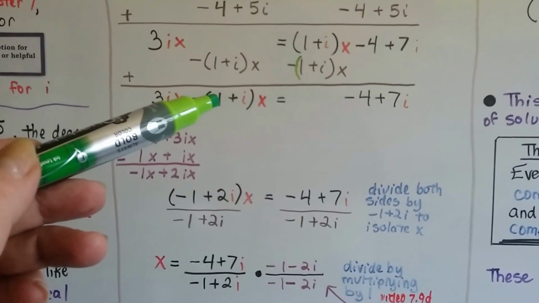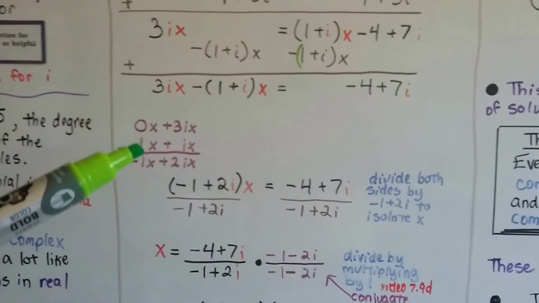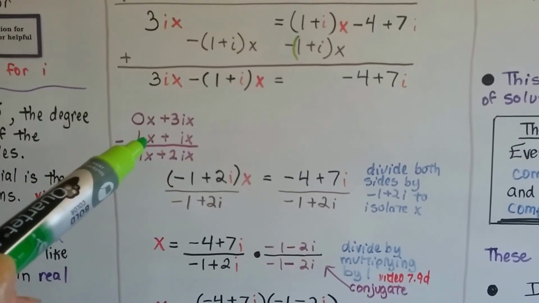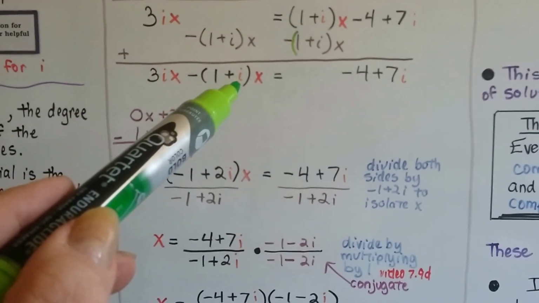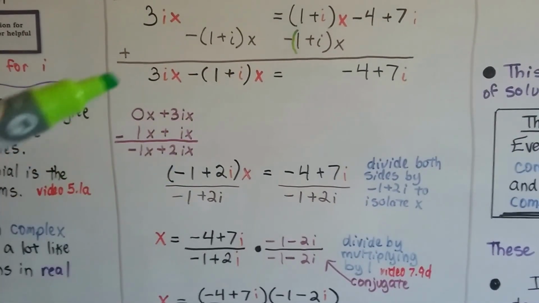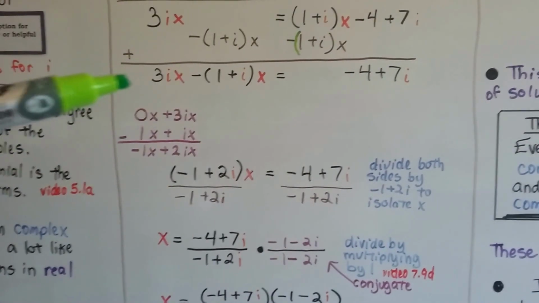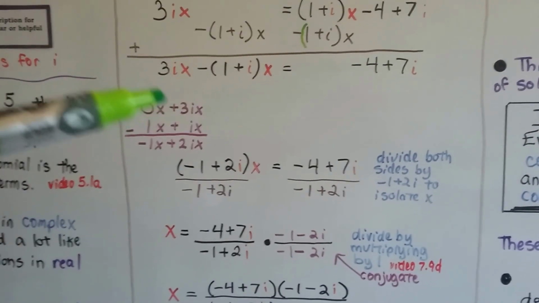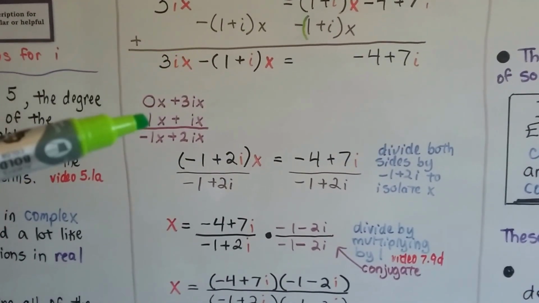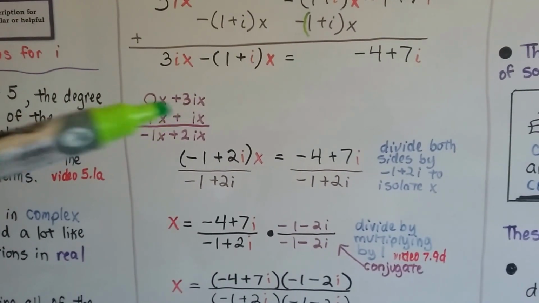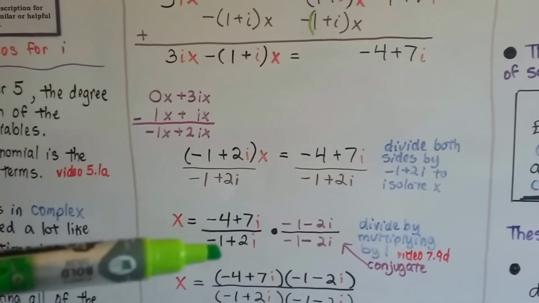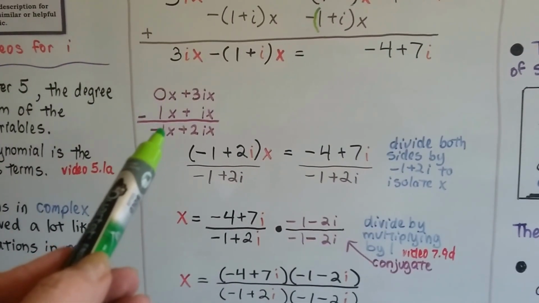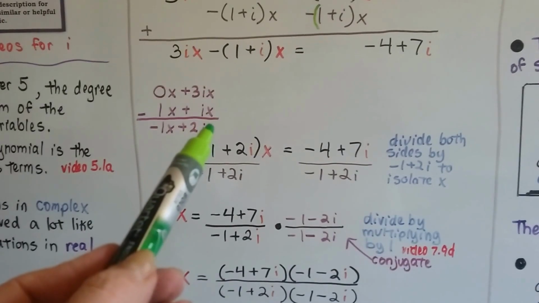We have 3ix minus (1 plus i) times x. So if we distribute this, 1 times x is x, it's 1x, and 1i times x is ix. So really what we've got, because there's no x value on this side by the 3ix, we can say 0x plus 3ix minus 1x plus ix. If we stack this one on top of that one and put a 0 for the x value, you can see we would get a negative 1x plus 2ix.